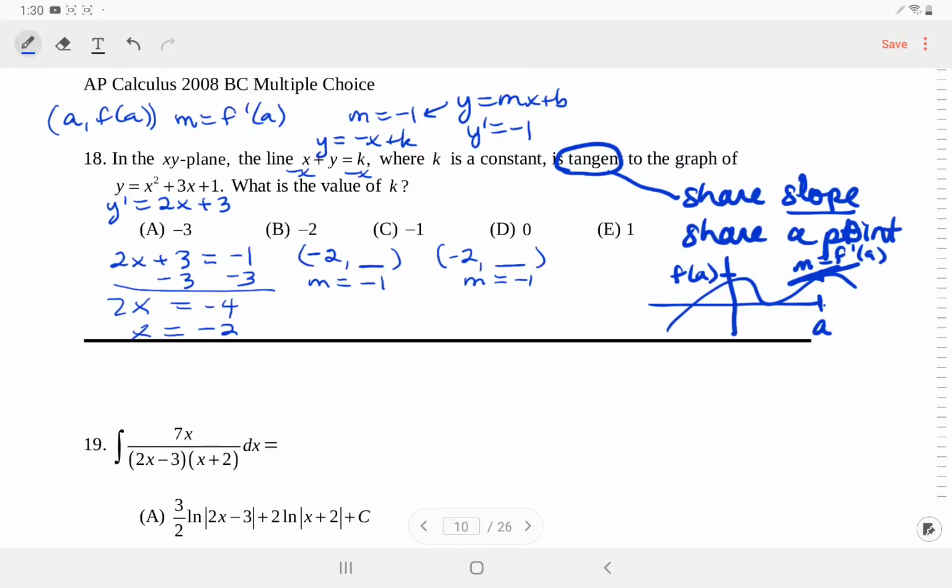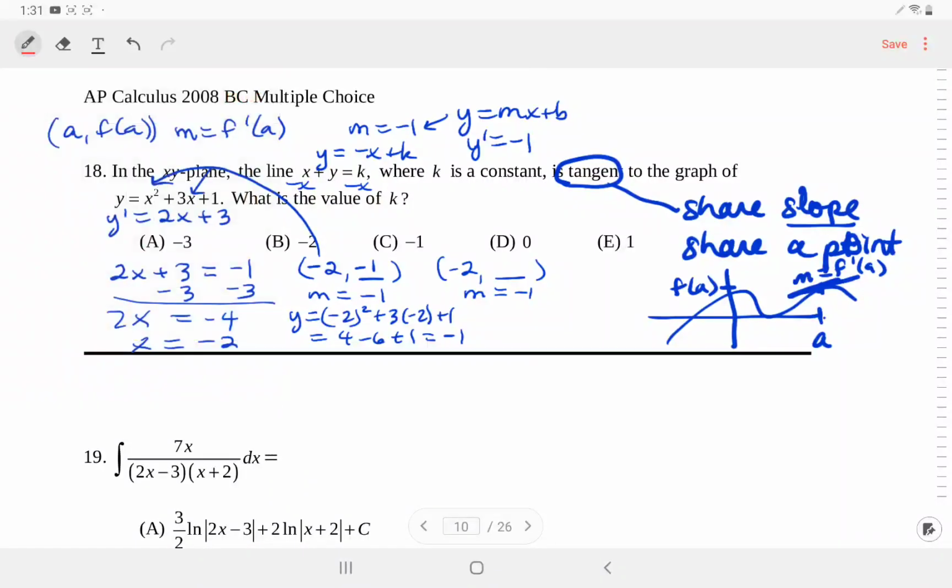That means they're also going to have to share the same y value. Now, the only y value we know at this moment is the quadratic. So this one is y equals negative 2 squared plus 3 times negative 2 plus 1. That's 4 minus 6 plus 1, which is negative 1. It's kind of annoying that the slope is the same, but it is, coincidentally. Which means, in red, I need my line's y value to also be negative 1. This was my line, and this was my quadratic.